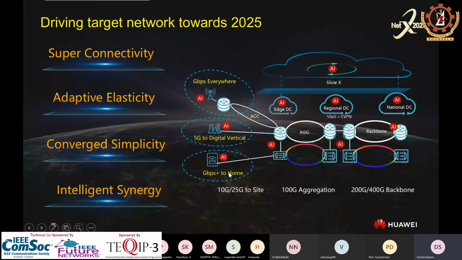And then intelligent synergy. So this intelligent synergy is exactly what AI will allow us to achieve, because the target ultimately will be to have a driverless communication system. How to achieve this goal?